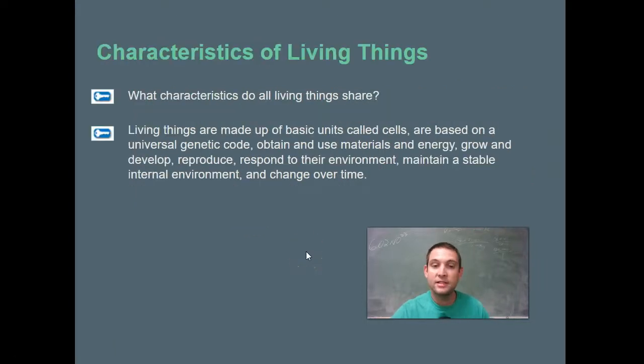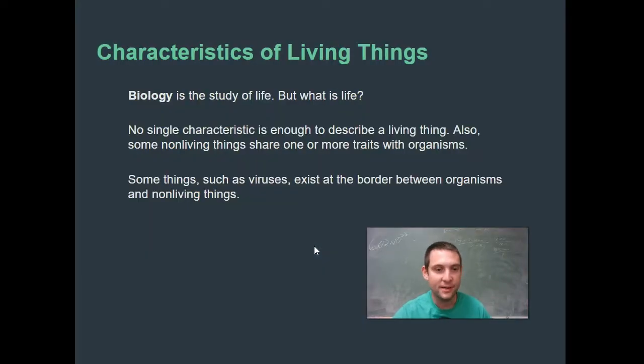So what characteristics do all living things share? Living things are made up of basic units called cells, are based on universal genetic code, obtain and use materials and energy, grow and develop, reproduce, respond to their environment, maintain a stable internal environment, and change over time.